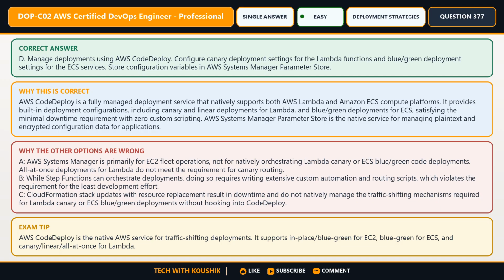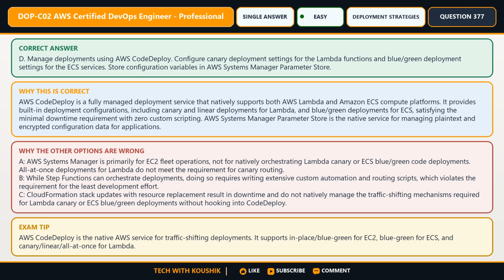Let's quickly check the incorrect choices. A. AWS Systems Manager is primarily for EC2 fleet operations, not for natively orchestrating Lambda canary or ECS blue/green code deployments. All-at-once deployments for Lambda do not meet the requirement for canary routing. B. While Step Functions can orchestrate deployments, doing so requires writing extensive custom automation and routing scripts, which violates the requirement for the least development effort. C. CloudFormation stack updates with resource replacement result in downtime and do not natively manage the traffic shifting mechanisms required for Lambda canary or ECS blue/green deployments without hooking into CodeDeploy.